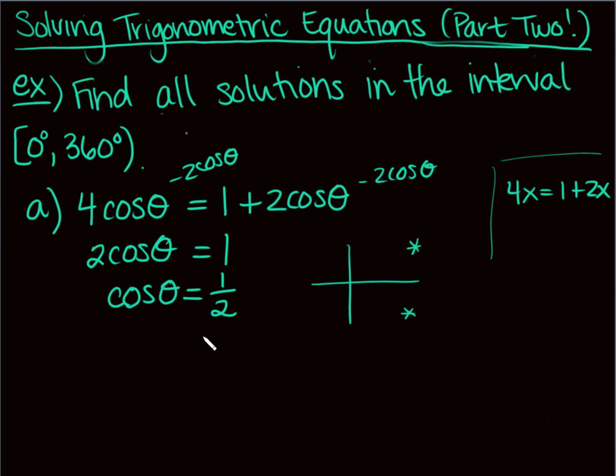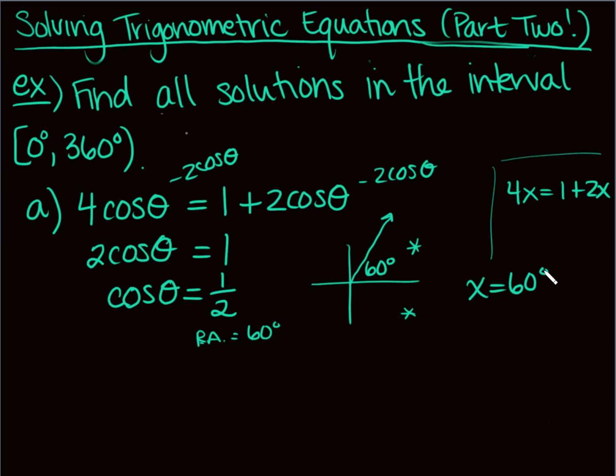What is my reference angle going to be? So my reference angle is going to be 60 degrees, right? The cosine of 60 degrees. So I need 2 angles. I need one in the first quadrant, one in the fourth quadrant, right? Who has reference angle 60 degrees. So the first angle is quite easy. That's just going to be 60 degrees, people.